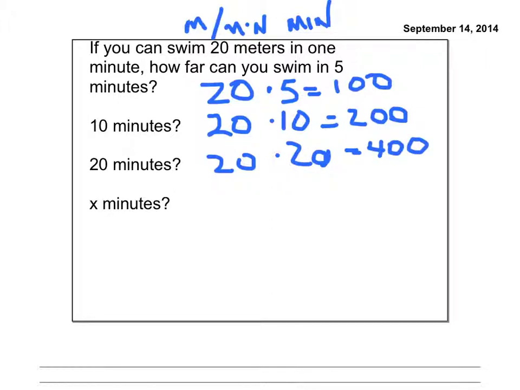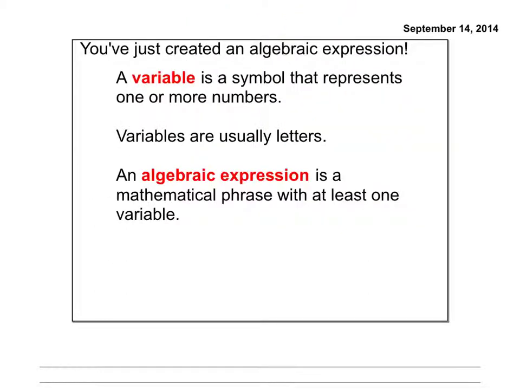Now what about if you did it for X minutes? X minutes means that you don't know how many minutes, or it could be any number of minutes. So it could apply to 100 minutes, or 80 minutes, or 15 minutes, or whatever. It's just a letter that represents any number. So what if you had to swim for X minutes? Right, it would still be 20 times the number of minutes, and 20 times X is 20X. Congratulations, you've just created an algebraic expression.